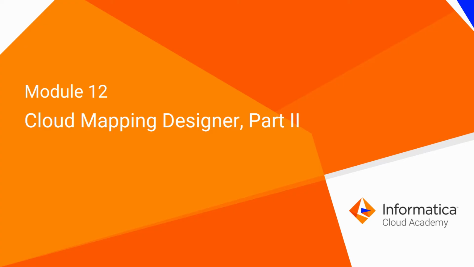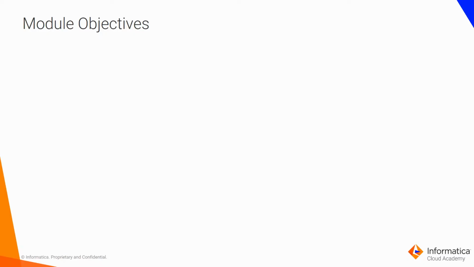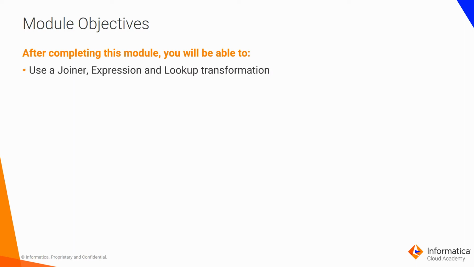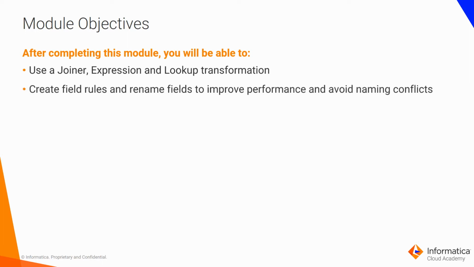In this module, I'm going to cover some of the other transformations available to you in the Mapping Designer. After completing this module, you will be able to use a joiner, expression, and lookup transformations in a mapping. You will also be able to create field rules and rename fields to improve performance and avoid naming conflicts. And you will also be able to validate and test a mapping.